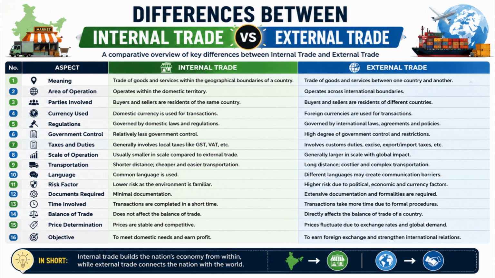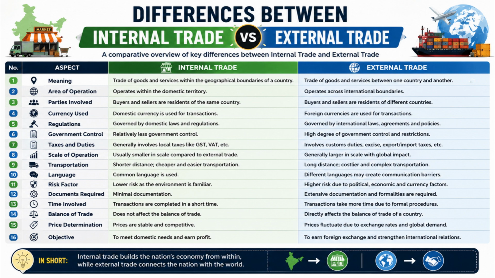Number 15. Prices in internal trade are generally more stable, whereas prices in external trade fluctuate due to exchange rates and global market conditions. Number 16. The primary objective of internal trade is to satisfy domestic demand and earn profit, whereas the primary objective of external trade is to earn foreign exchange and strengthen international business relations.